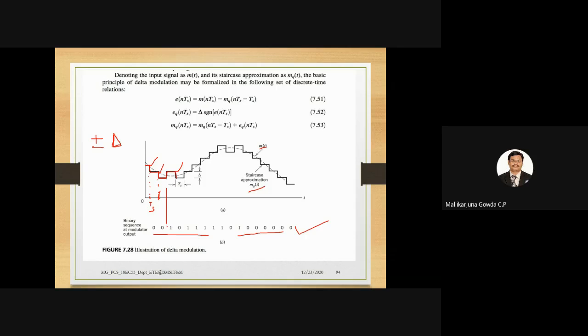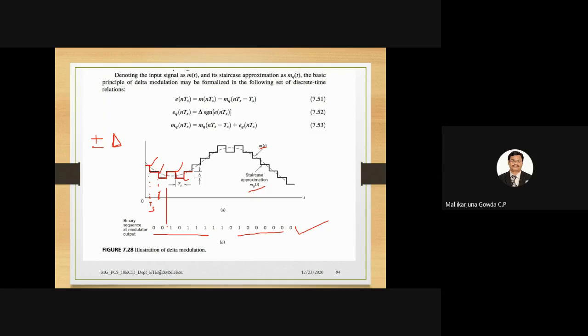Okay, fine, and it will be there that value till the next sampling interval. So now again it will compare. Okay, so this is what TS, 2TS, 3TS, 4TS. At 5TS, now the approximated signal is less than the analog input signal. So now it will be incremented by delta. Okay, then it will be there that value till the next sampling interval.